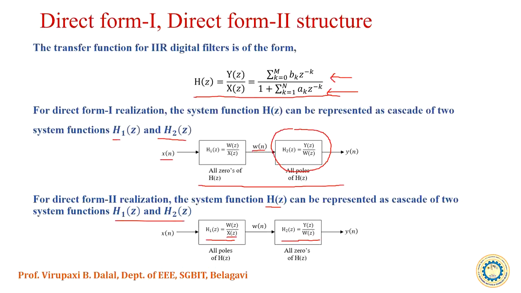That is, H1(z) is equal to 1 upon 1 plus summation k varies from 1 to N a_k z^(-k). H2(z) is zeros of H(z). That is, H2(z) is equal to the numerator, summation k varies from 0 to M b_k z^(-k), and the output is y(n).